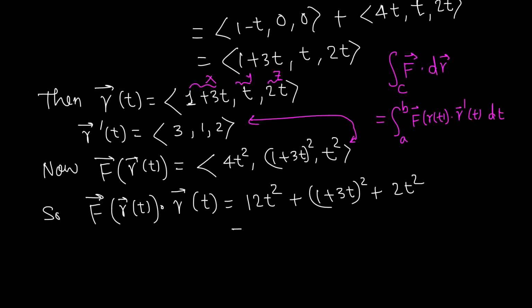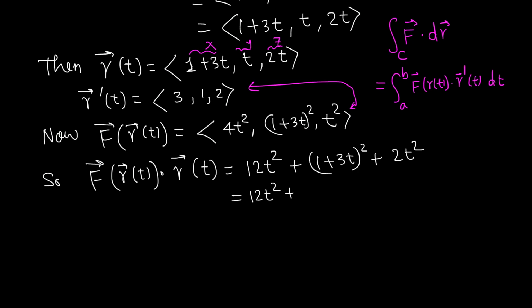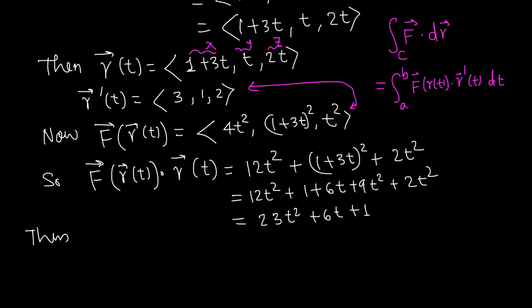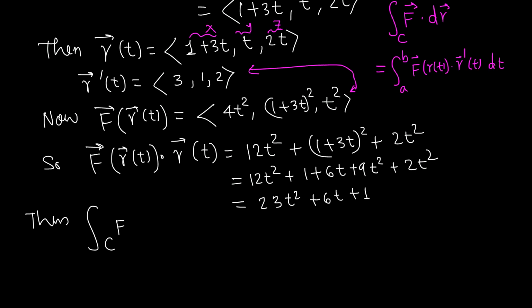Let's simplify this. This is 12t squared. We need to FOIL, multiply 1 plus 3t by itself: 1 plus 6t plus 9t squared, plus 2t squared. 12 plus 9 is 21, plus 2, 23t squared, plus 6t plus 1.